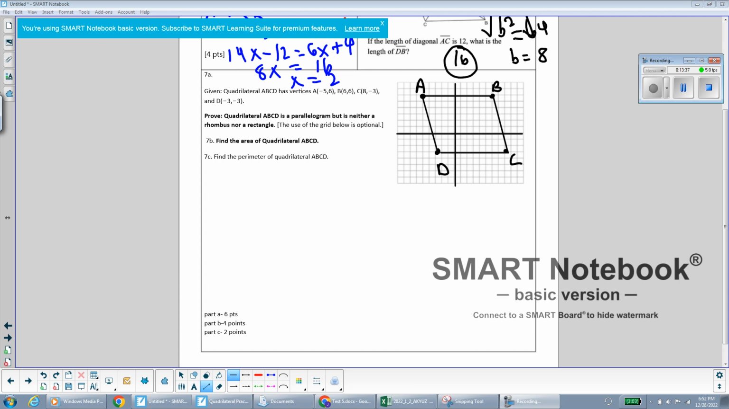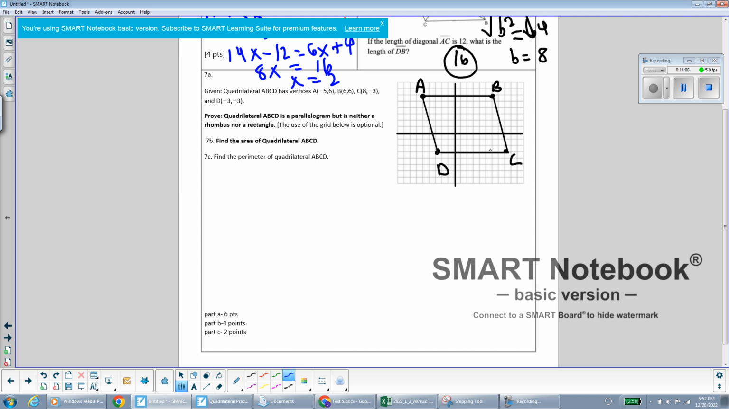Now, especially for part 7B, for the area question, it is very important that you accurately graph the quadrilateral. Also, it's going to be very, very hard to calculate the area later on. So for 7A, there's many different ways that you can prove that you have a parallelogram. So I'm just going to go with the distance formula. So what I'm going to do is I'm going to find the length of AB, the length of DC, the length of AD, and the length of BC.